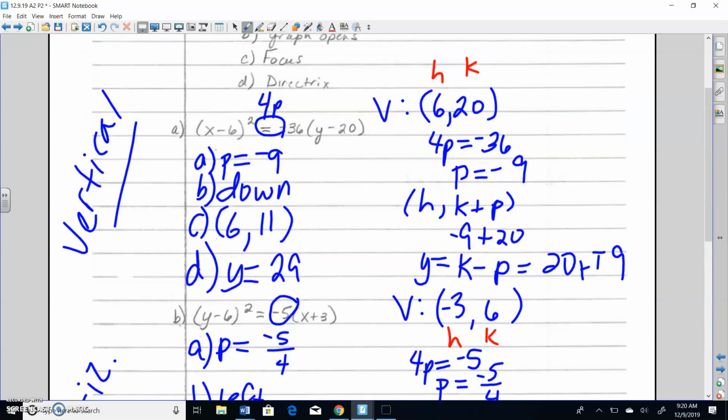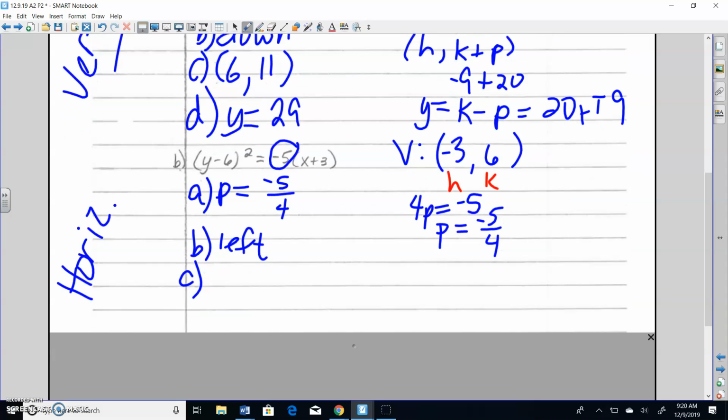The next thing we're trying to find would be the location of the focus point. And the focus point is h plus p, comma, k. So here's h, and we have to add a negative 5/4 to that, or a negative 1 1/4. So negative 3 plus a negative 1 1/4 would be a negative 4 1/4. I'm going to leave it as a mixed fraction. And then k is simply 6.